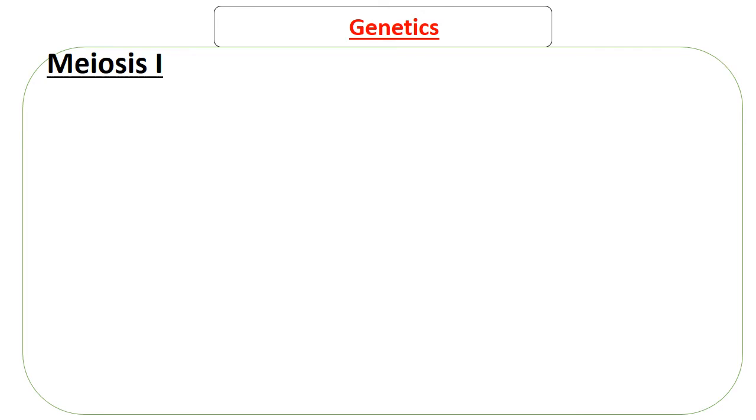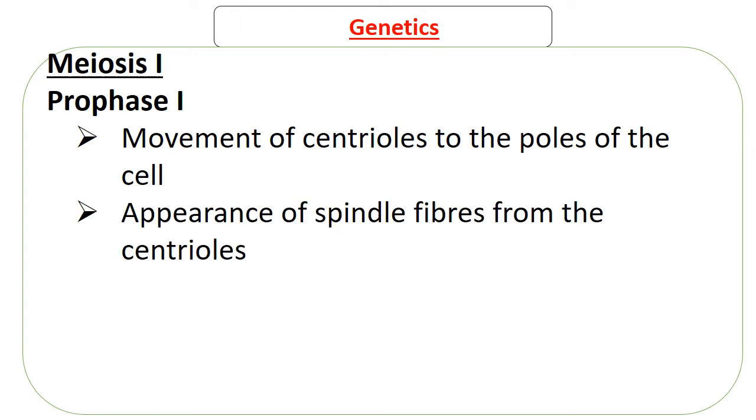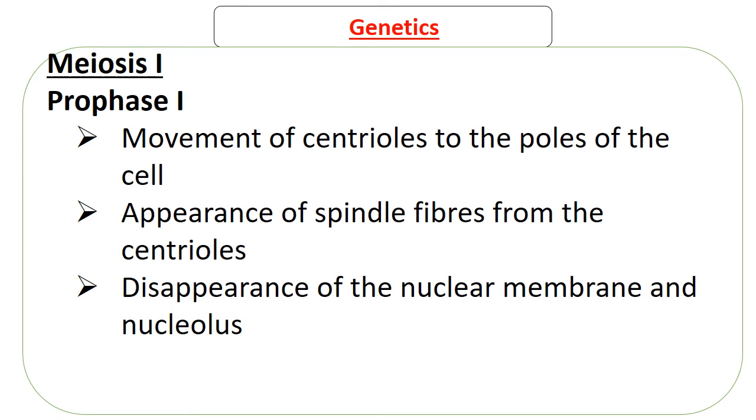So meiosis 1, what happens? We have prophase 1. In prophase 1, what happens is movement of centrioles to the poles of the cell, just like in mitosis. The appearance of spindle fibers from the centrioles, just like in mitosis. Disappearance of the nuclear membrane and the nucleus, just like in mitosis.